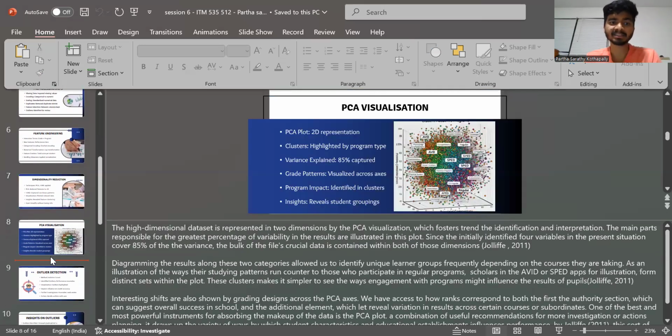PCA visualization. The high-dimensional dataset is represented in two dimensions by the PCA visualization, which fosters trend identification and interpretation. The main components responsible for the greatest percentage of variability in results are illustrated in this plot.